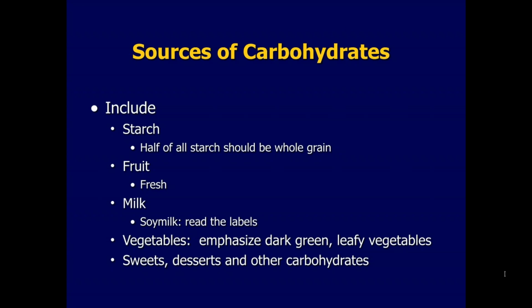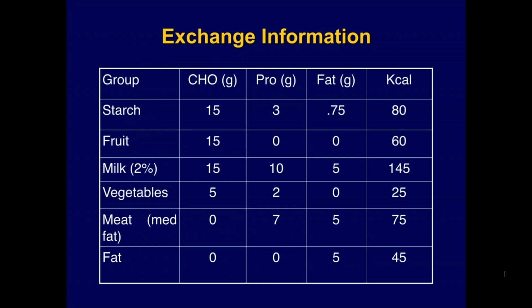So now this is the exchange list. I think if you're a dietitian, you've probably seen this all through your life. This is exchange information. I'm not going to read through everything. Basically, on the left-hand side, it tells you the groups of starch, fruit, milk, vegetables, and meat and fat, and how many grams of carbs, protein, fat, and calories you get from each group.